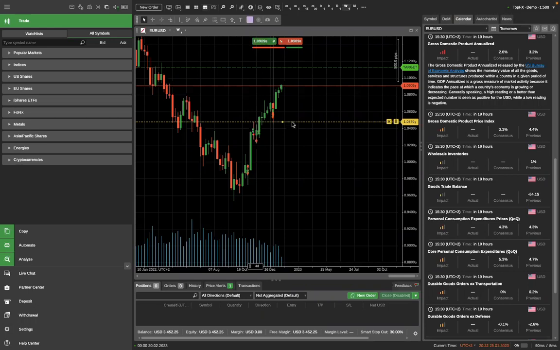And you can of course use your trading strategy to make this event tradable for your strategy, basically, right? So that's another example of how you can use the event calendar, or the forex calendar. It doesn't actually matter how you call it.